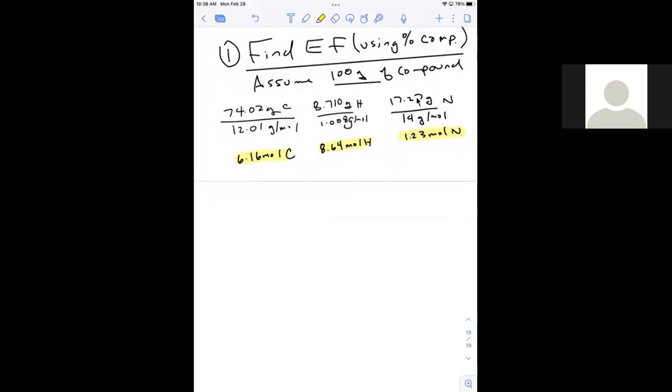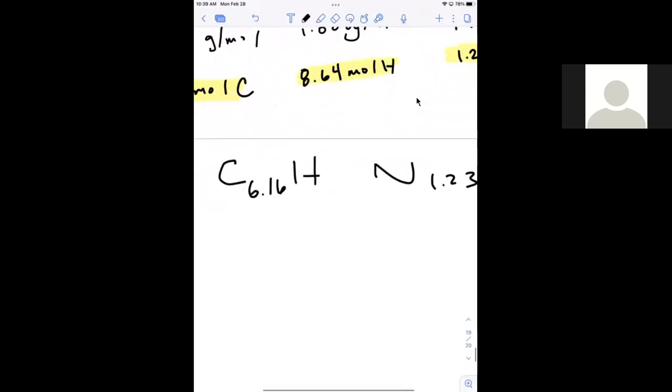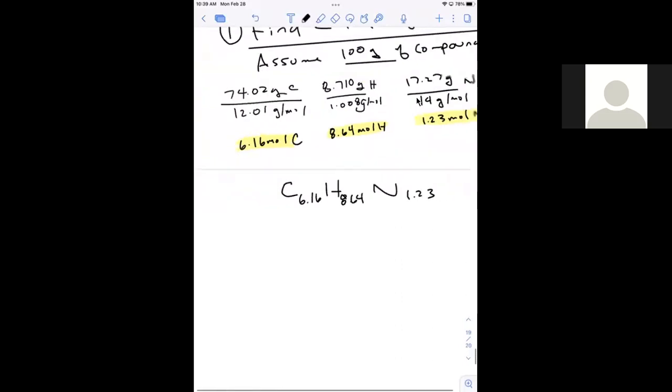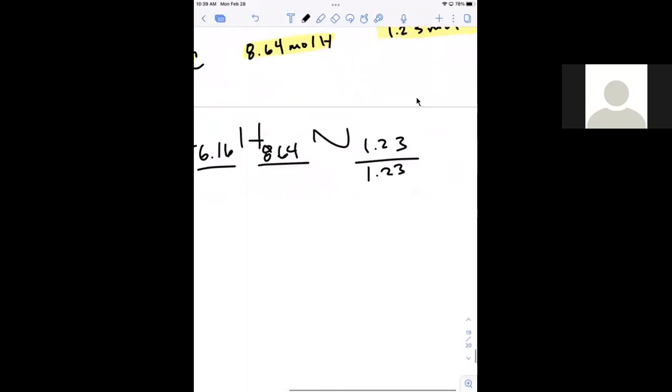All right. So we're going to take these numbers now and find the empirical formula, which we're just going to write out. C, H, N, and then we'll put these numbers in. So 6.16, 1.23, and then 8.64. And then we're going to divide everything by what? Which one of these are we going to divide by for the empirical formula? 1.23, the smallest one. All right, so 1.23, good.